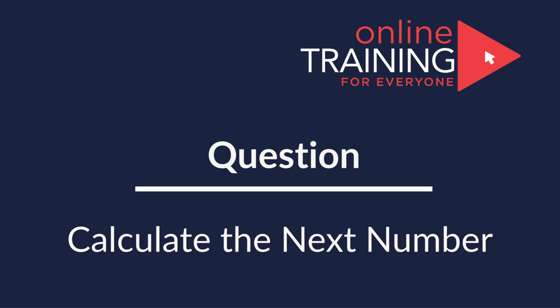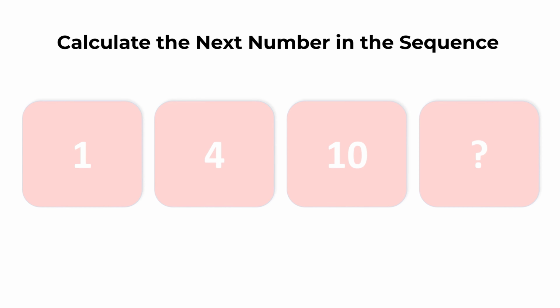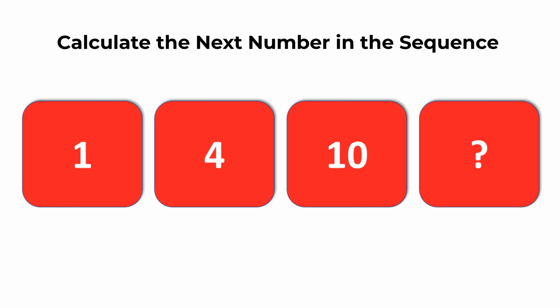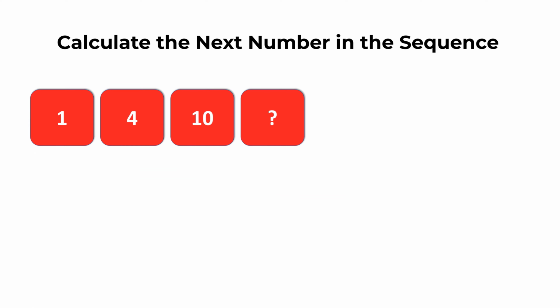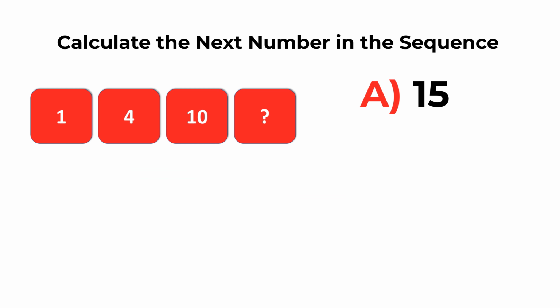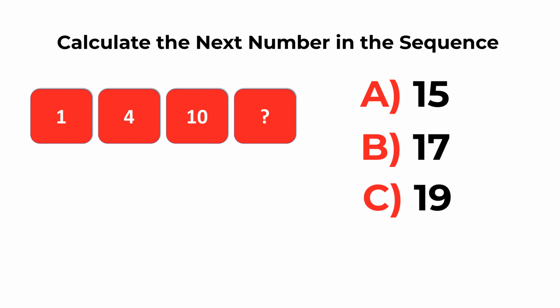Here's an interesting question which requires you to calculate the next number in the sequence. You're presented with 4 numbers. 3 of them are visible, and the 4th number you need to calculate. So the first 3 numbers are 1, 4, and 10, and you need to calculate the 4th number. You have 4 different choices. Choice A, 15. Choice B, 17. Choice C, 19. And choice D, 21.